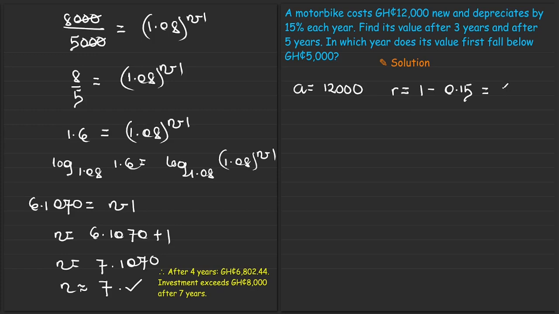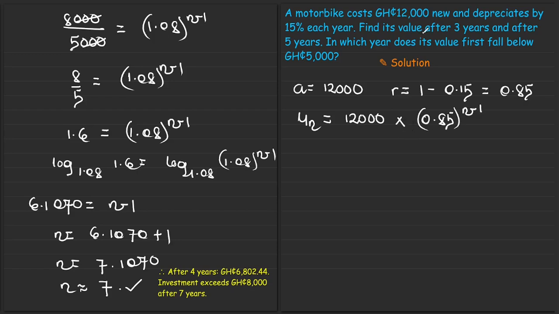So our R is simply 0.85. And this here is a decimal. If the ratio is a decimal, it drastically falls towards 0. And that is what depreciation does. It is a loss in initial value. So we have our A and then our R, hence we can write our general formula, which says UN is what? The 12,000 times your R, which is 0.85, all to the power N minus 1.